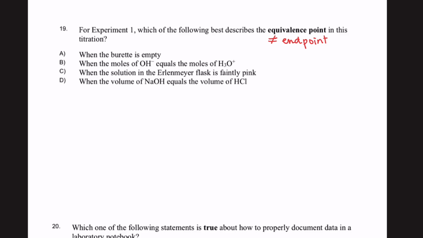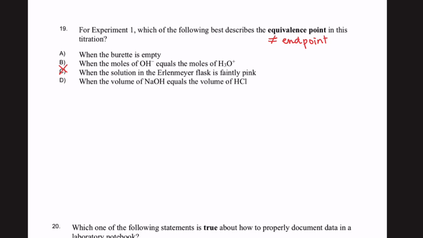And in our actual titration that we did in the experiment, we can never tell the exact equivalence point. We can only tell the endpoint, because when it's slightly faintly pink, it's actually a little bit more basic. That's why we want to get it as light of a pink as possible, but it's still going to be slightly basic. The endpoint and the equivalence point are not the same. So that means option C is not correct. When the solution in the Erlenmeyer flask is faint pink, we are at the endpoint, but not the equivalence point. It is still slightly basic.